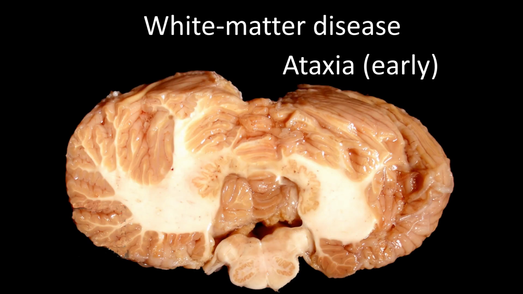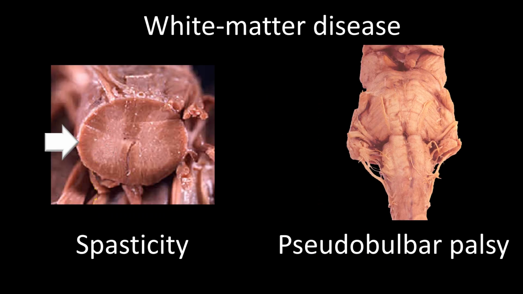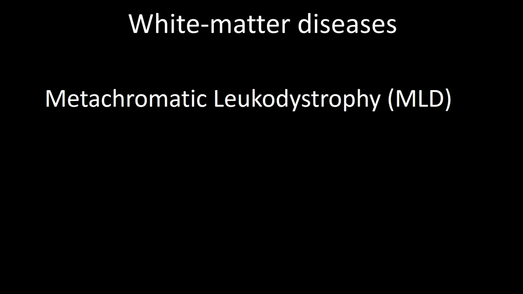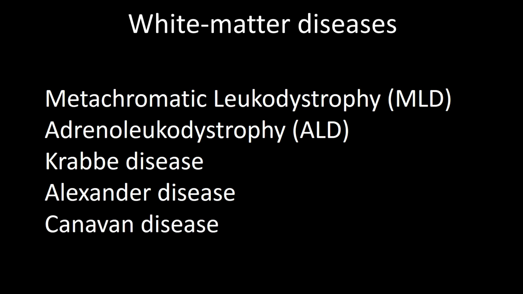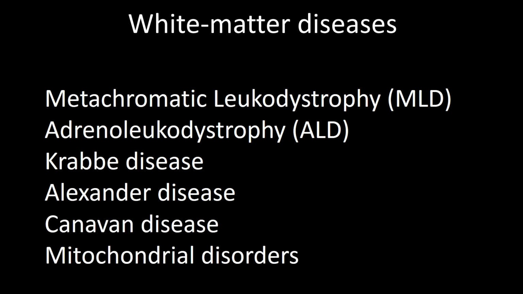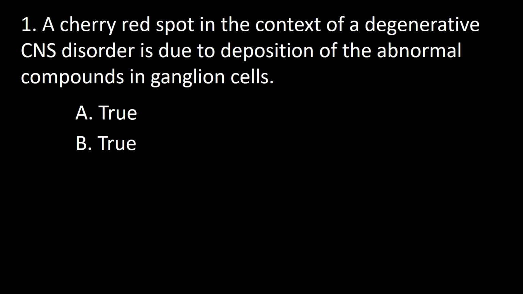Cerebellar white matter involvement in patients with neurodegenerative diseases usually produces ataxia. Spinal and brainstem involvement, that is white matter involvement, produces spasticity and sometimes signs of cerebral palsy. White matter neurodegenerative disorders include metachromatic leukodystrophy, adrenoleukodystrophy, Krabbe's disease, Alexander's disease, Canavan's disease, and mitochondrial disorders. So the answer to this question is A.